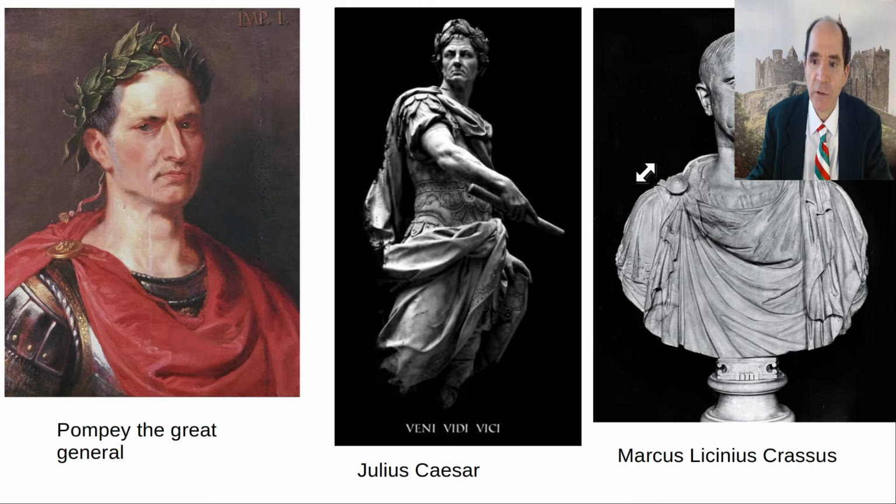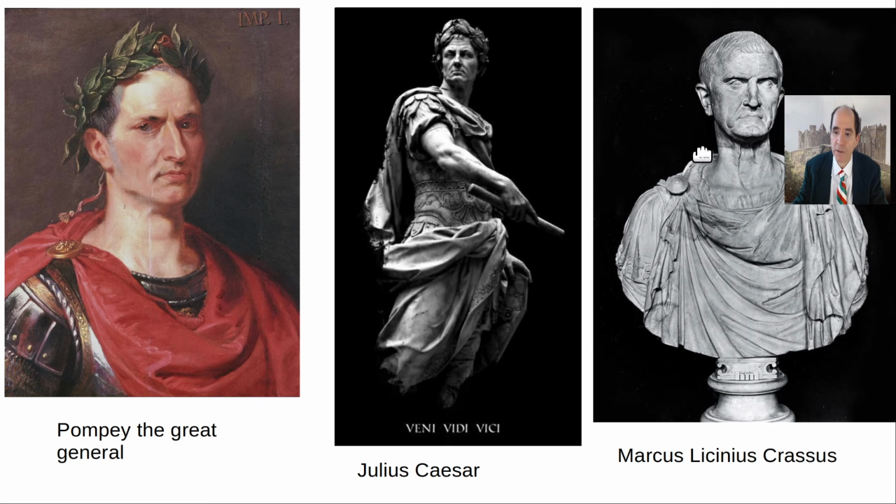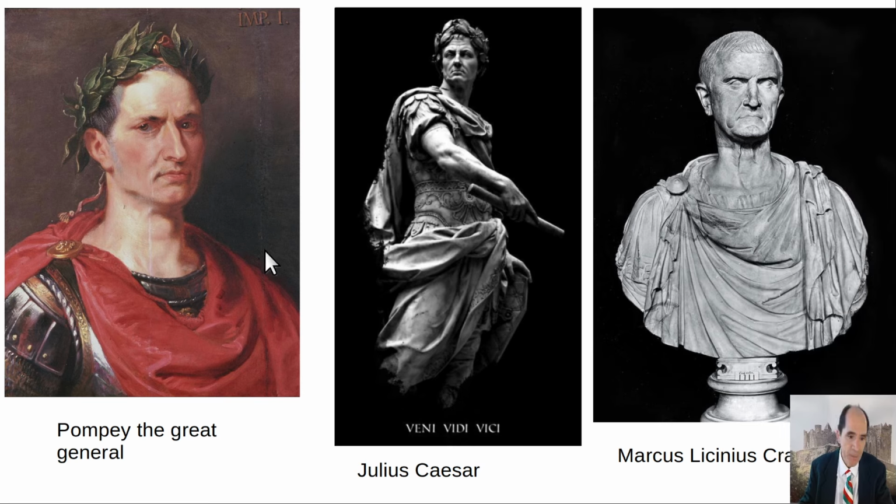So the first set of characters you had to know were these guys here. This was Pompey, the great general, Julius Caesar, the greatest general ever of ancient Rome. He was the biggest badass you'll ever read about in real life. Marcus Crassus was the real rich guy who wanted to be a general, but he didn't have the mind and the personality for it, and so he got killed by the Parthians.